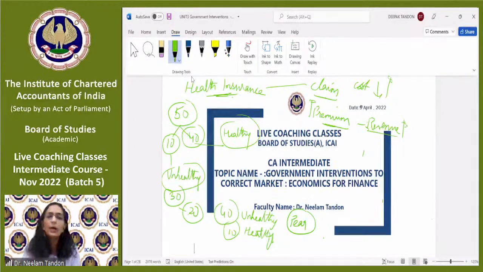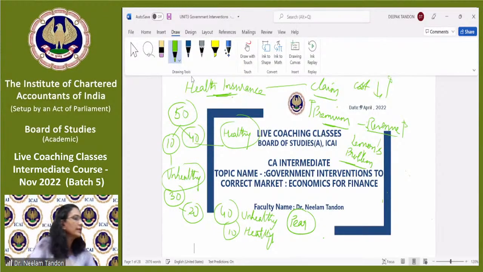And if there are more and more unhealthy people, that means they are exposed to higher risk. And why does this problem arise? This problem arises because the health insurance company could not predict or understand the risk of their customers. This is leading to adverse selection. So they call it Lemon's problem. They call it adverse selection. Okay, Lemon's problem or adverse selection. This question has been asked many times. So the health insurance concept is clear.